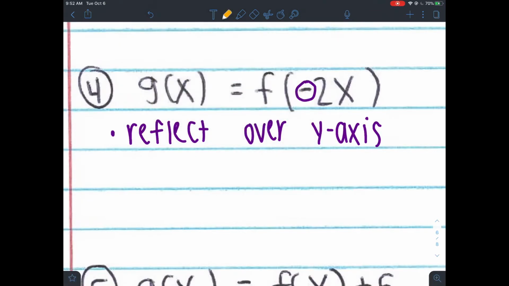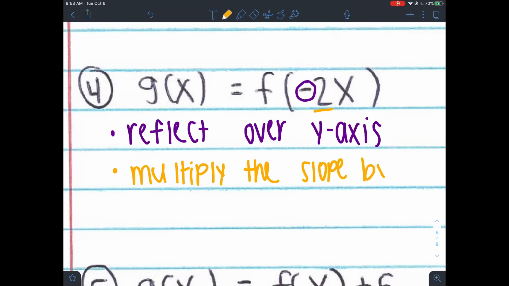The next thing I notice is the 2. Now the 2 is going to tell me something else. Now the 2 is being multiplied to the x on the inside, so I have to figure out, am I multiplying it to the slope only or the slope and the y-intercept? Well, because it's on the inside, I'm only going to multiply it to the slope. So we're going to multiply the slope by 2, just the slope only.